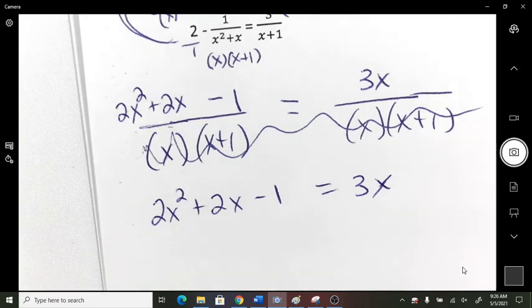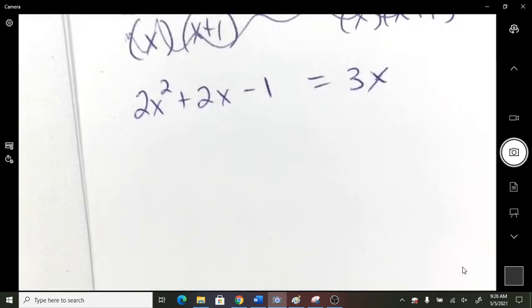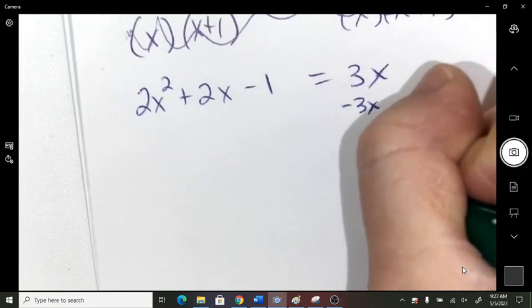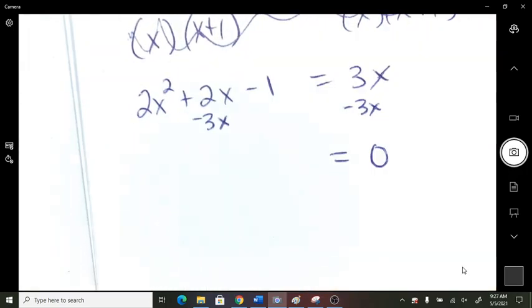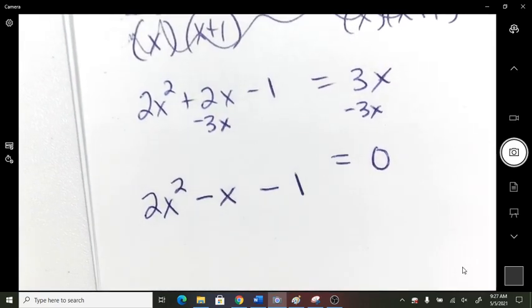Okay, big grade 11 moment. What do you do with something like this? So your first instinct should be, I see x squareds and x's. I gotta get 0 on one side. So 2x squared minus x minus 1.